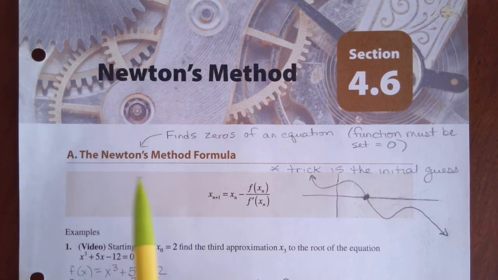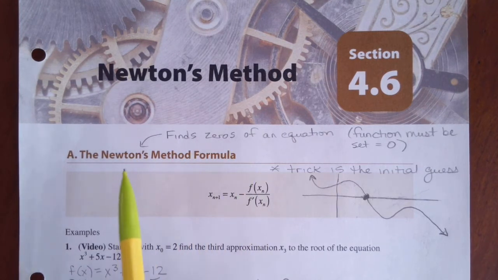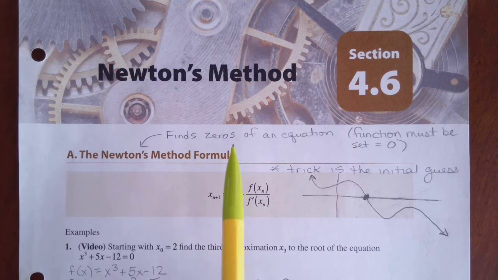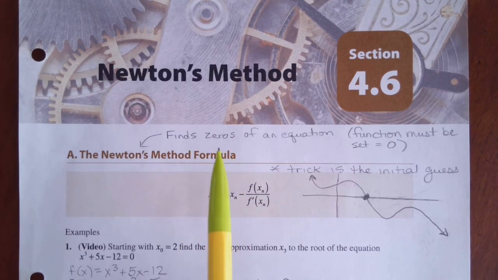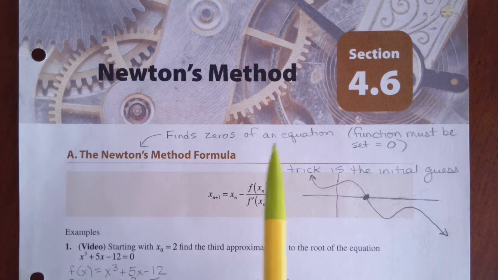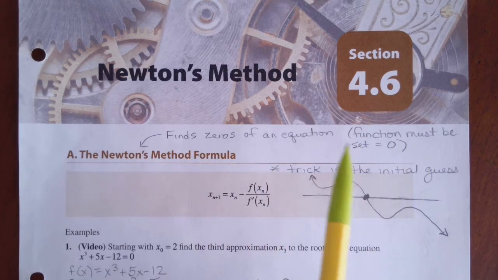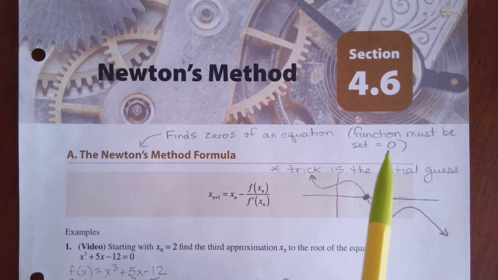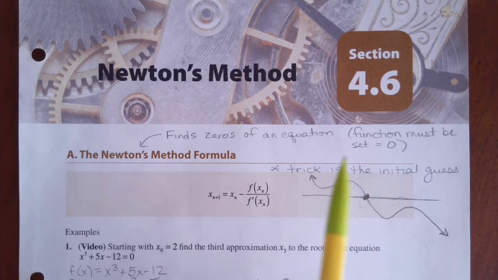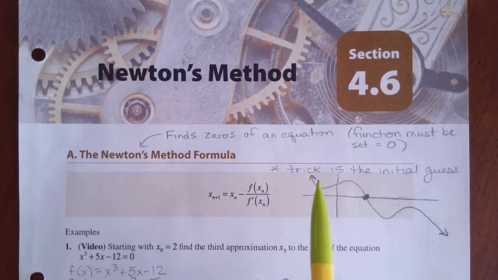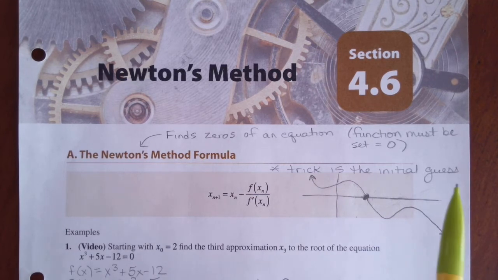All right, so just remember Newton's method, this formula that we're going to be using, is just a method that Newton figured out that finds very close approximations to zeros of an equation. So just remember that in order to know the equation that you're going to be working with, it has to be set equal to 0, because then you can replace the 0 with the f of x. And truly the trick of this whole thing is that you pick a good initial guess.